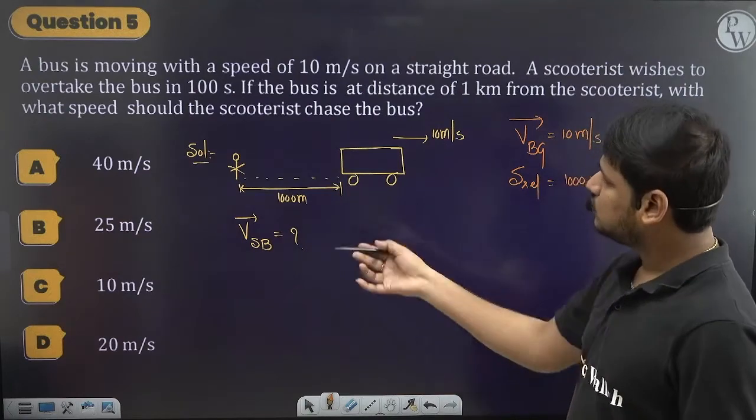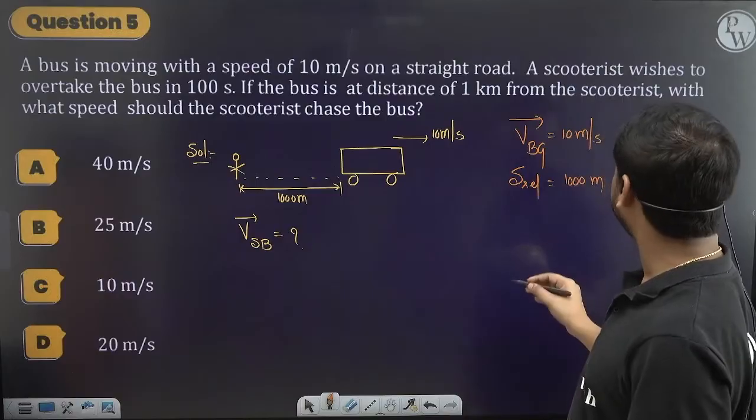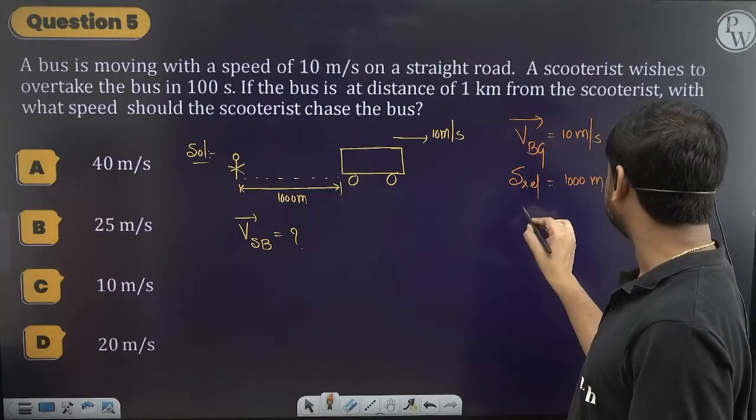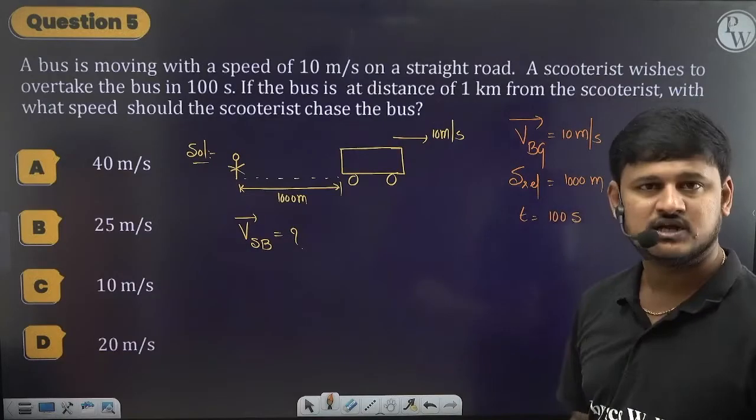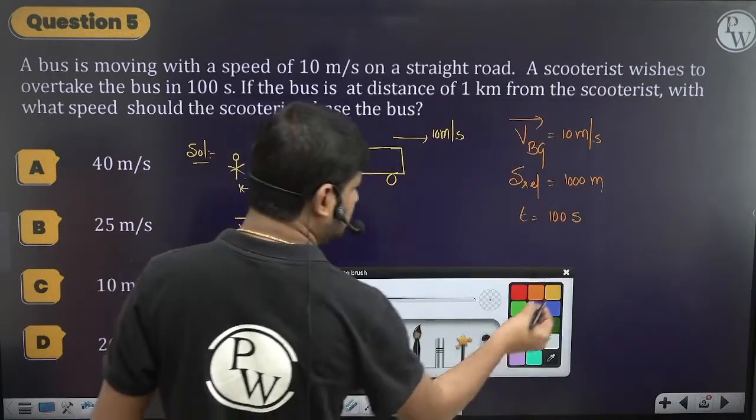So then what do we require? And what else is given? The time is given. So the total time is given. What is the total time? Let it be 100 seconds. So now the concept is clear.